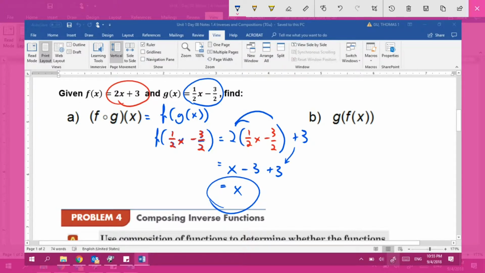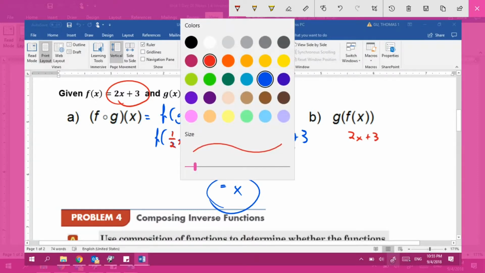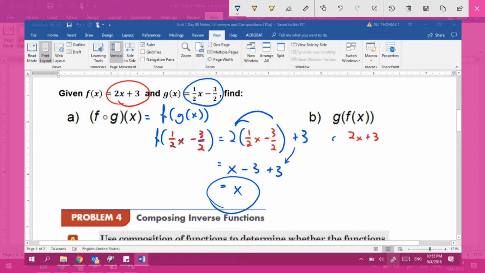We've got g of f of x. What is f of x? Let's replace it with what we found right here. It's 2x plus 3. And then g is still right here. Boom. And now let's replace, look at my g function, 1 over 2x minus 3 over 2. So we're going to put 1 over 2, parentheses, 2x plus 3, close parentheses, and then what is it? Minus 3 halves. This is getting a little jumbled.